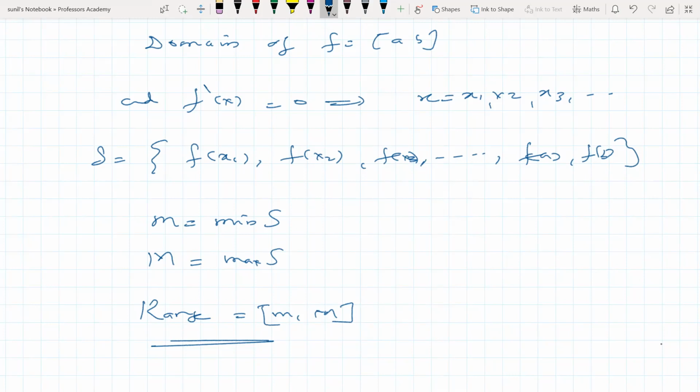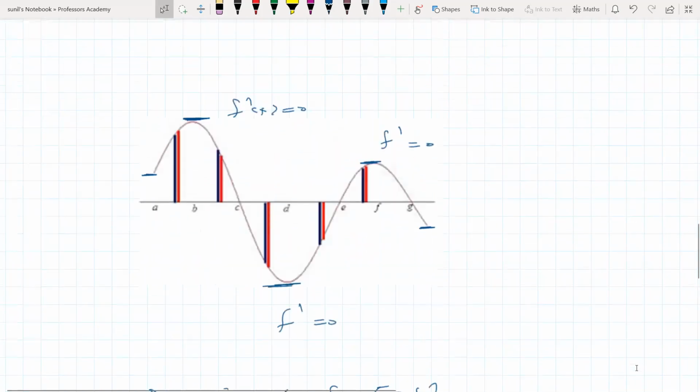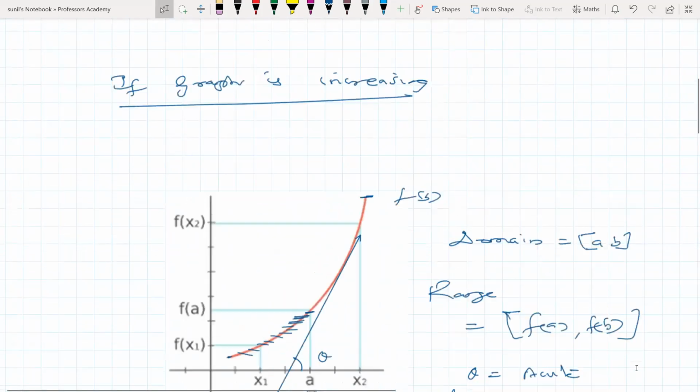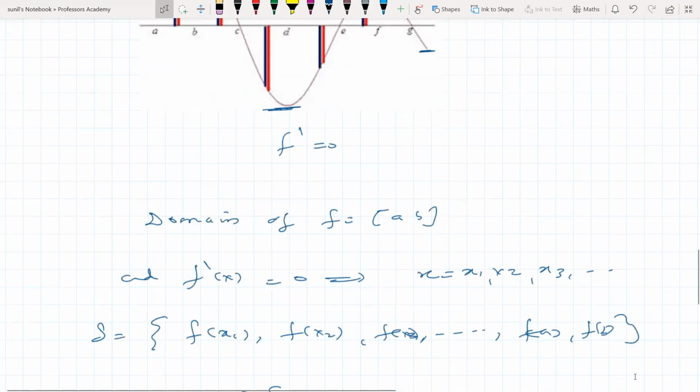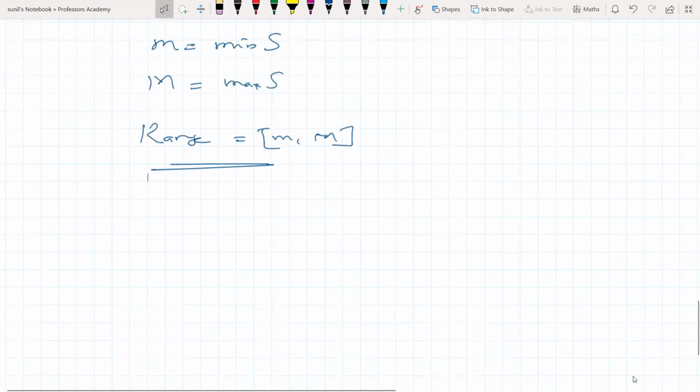Either the derivative becomes 0 at those points, or you can see that it is at the end points. So this is one of the ways we can find out the range of a function with a continuous graph or differentiable graph. In a differentiable graph, you can see maximum or minimum. We can find something like this.